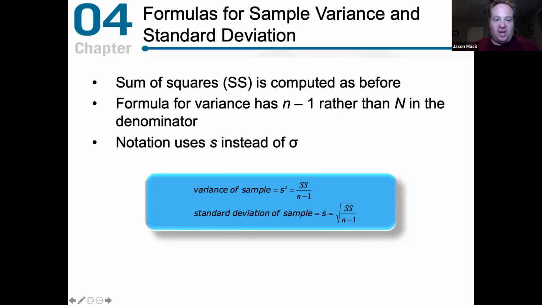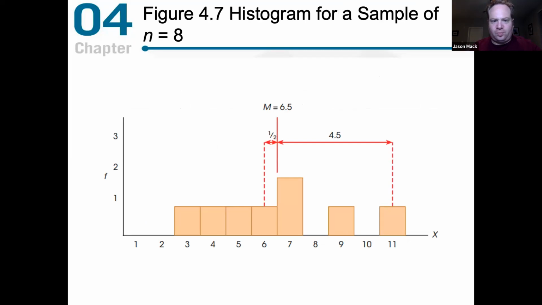So here's your variance of the sample: the sum of the squares divided by n minus 1, or the square root of the sum of the squares divided by n minus 1, and n is the number of items or things you have, remember. So this is the frequency distribution histogram for a sample of n equals 8 scores.